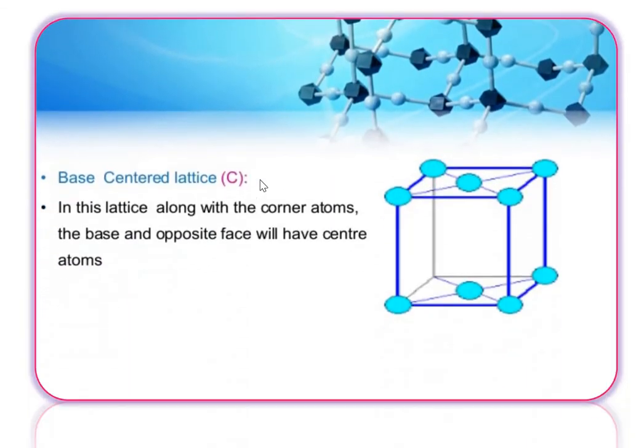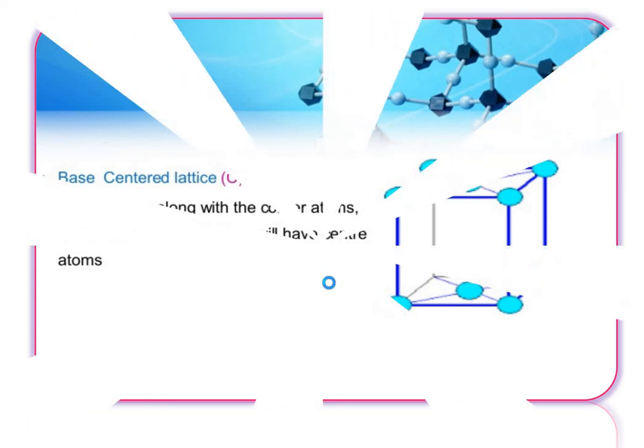Then here, the end-centered lattice. In this lattice, along with the corner atoms, the base and the opposite face will have center atoms. So, at the base there is one center atom, and at the top there is one center atom.